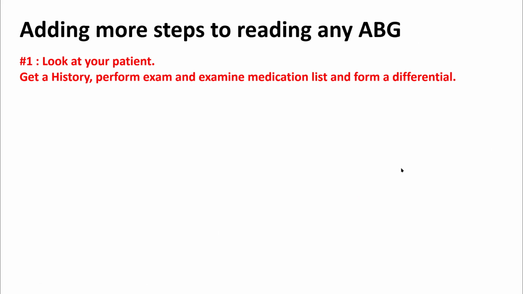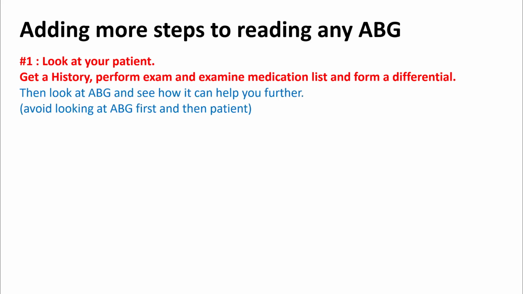So to read an ABG accurately, make sure that you look at your patient, get the history, perform an examination, review the medication list, and form a differential to figure out what's going on with the patient, and then order an ABG and then interpret it. Avoid looking at the ABG first and then the patient.